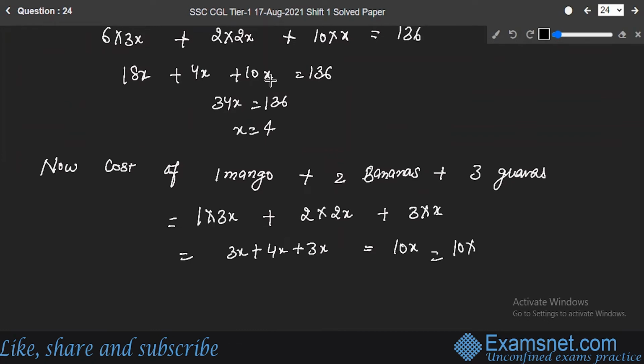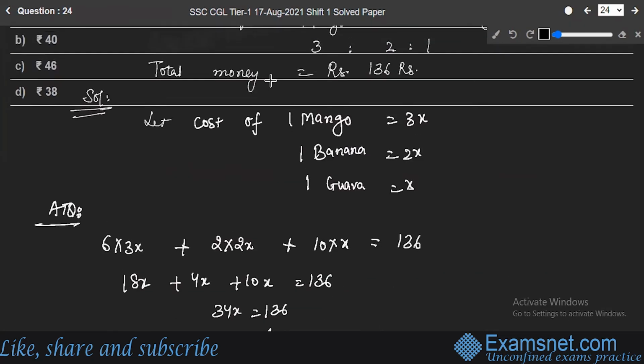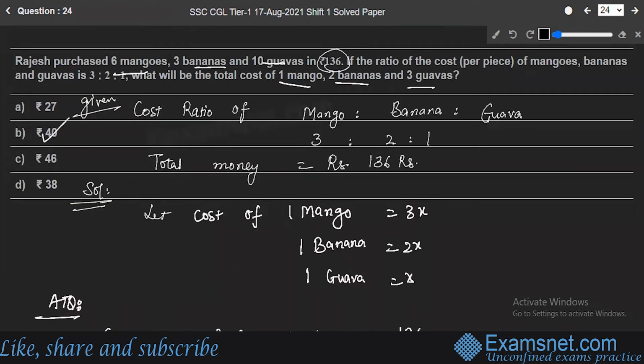Or this will be 10 into 4. Why? Because we just found out x was equal to 4. So this is equal to 40 rupees. Let's check with the options, which is the correct one. Option B is the correct answer to the question. Hope you are clear with this. Then let's move to the next question.